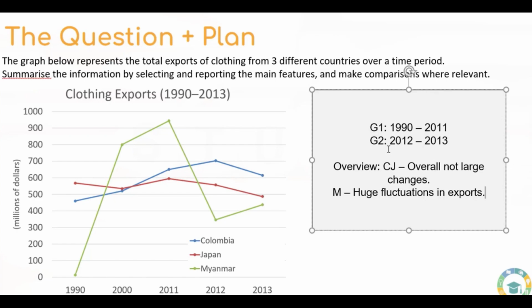So that's my plan. Let's have a quick look. Group 1, 1990 to 2011. Group 2 is 2012 to 2013, so they are my detailed paragraphs. My overview, I'm going to simply say that Colombia and Japan didn't see huge changes in their exports, whereas Myanmar saw very drastic differences between the years in the exports of their clothes. So it's time for me to move on to actually writing this report. And I do feel that I have a good understanding about the information shown to me now.